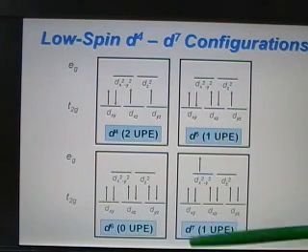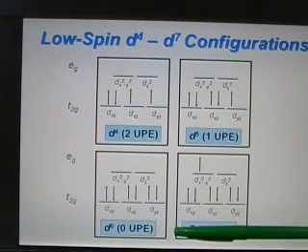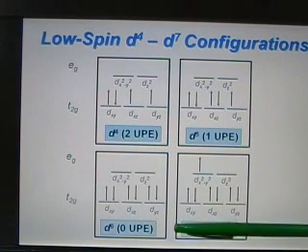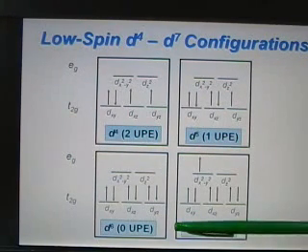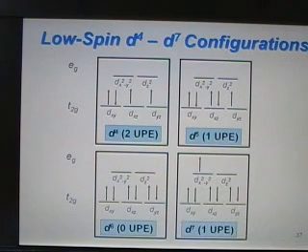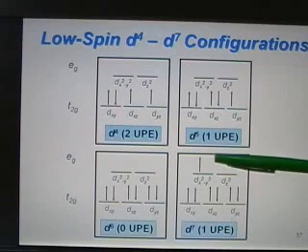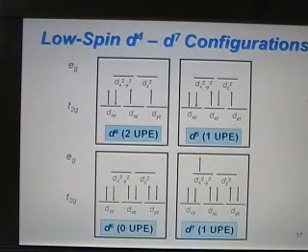In a D6 electron configuration, you have all 6 electrons paired up in the T2G orbitals, leaving 0 unpaired electrons. And once you get to D7, you have 1 unpaired electron, and that's because the first electron occupies the EG orbitals.